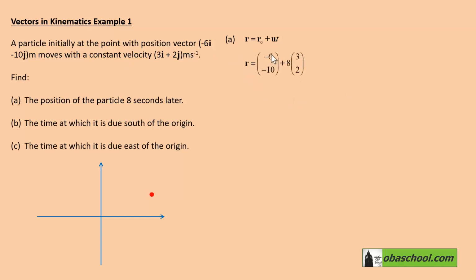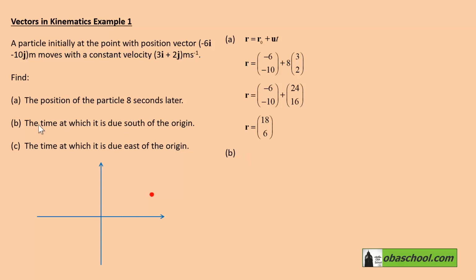So r is going to be negative 6, negative 10, so that's the initial position, plus 8, which is the time, times the velocity vector, which is 3, 2. So that just gives us negative 6, negative 10, add 24, 16, which is 18, 6. Of course, that would be in meters.